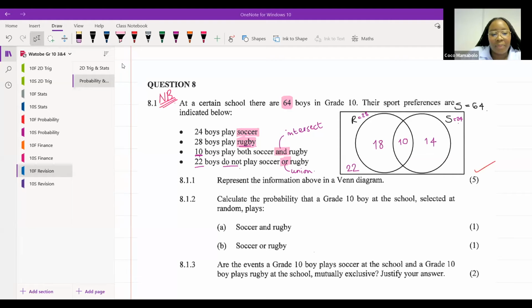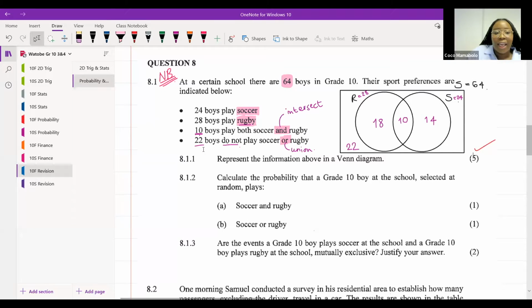Okay, so I'm going to ask you guys now, give me a thumbs up in the chat if you understand how we've put our Venn diagram together and if your Venn diagram would look like mine. Okay, give me a thumbs up if you're okay with how we've drawn the Venn diagram. If not, put a thumbs down because I don't want to leave you behind. This is an important section. Okay, for those of you with your thumbs up, I want you to go ahead and answer question 8.1.2 and 8.1.3. And we're going to talk about each of these.